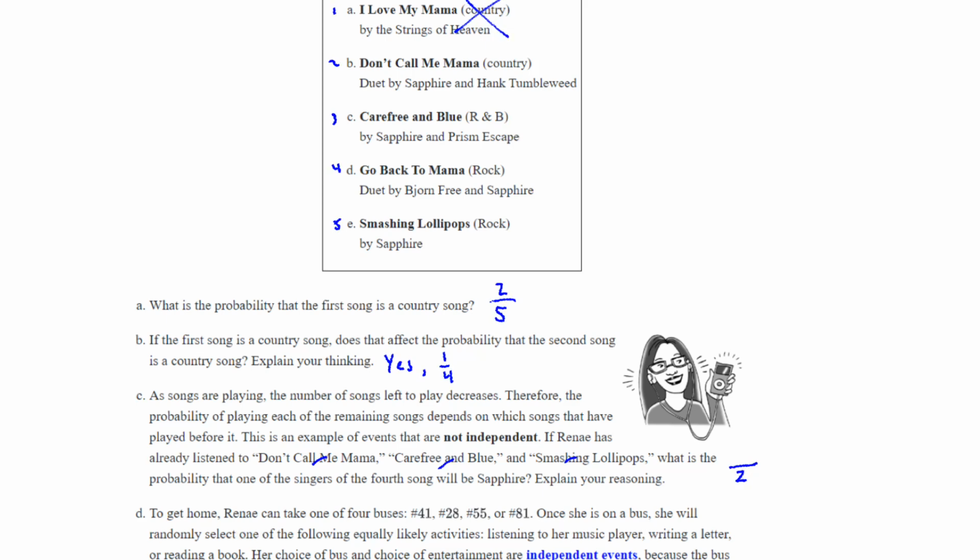Let's mark them off. We got Carefree and Blue, Don't Call Me Mama, and Smashing Lollipops. So now, what do we have left? I Love My Mama and Go Back to Mama. What is the probability that one of the singers of the 4th song will be Sapphire? So this one has Sapphire, and this one does not. So it looks like it would be 1 out of 2, or a 50% chance.